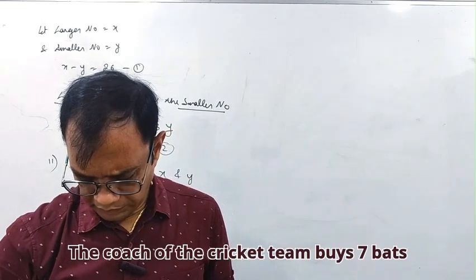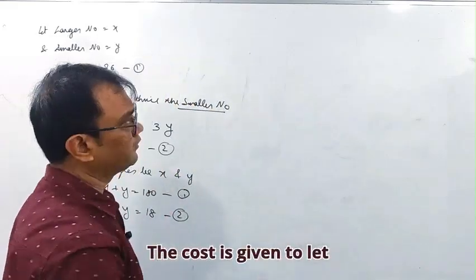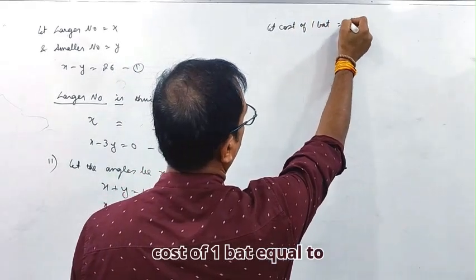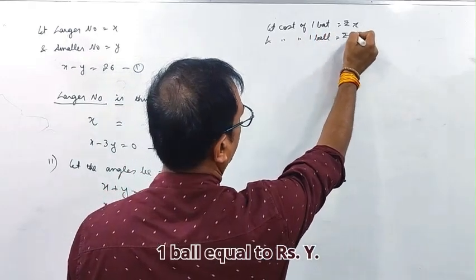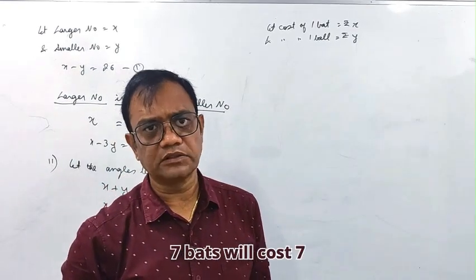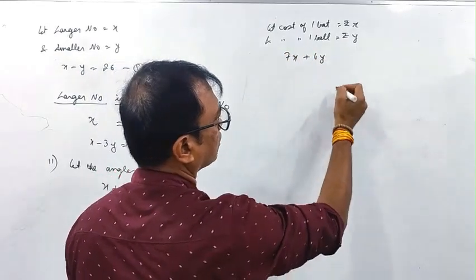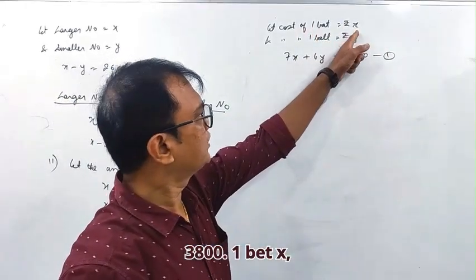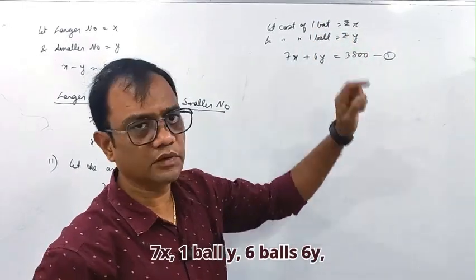The coach of the cricket team buys 7 bats and 6 balls for rupees 3,800. The cost is given, so let the cost of 1 bat equal rupees x and the cost of 1 ball equal rupees y. 1 bat costs rupees x, so 7 bats will cost 7x and 6 balls will cost 6y. Together they cost 3800.